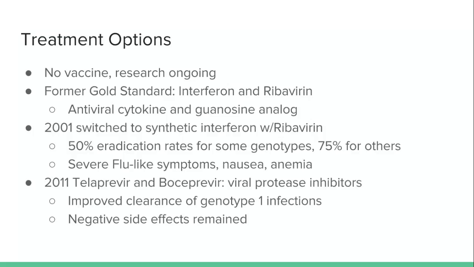In 2001, researchers switched to synthetic interferon with ribavirin. This had higher eradication rates for some genotypes. 75% was as high as it got, and that was for genotype type 2 and type 3. Unfortunately, type 1 is what's most common in the US and Western Europe. But regardless of the eradication, the side effects were just unbearable. They had severe flu-like symptoms, nausea, anemia, depression even. So this wasn't going to be sustainable. They had to find some treatment that wouldn't make these patients feel so sick.